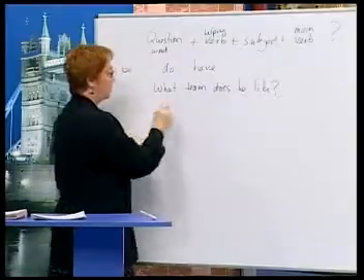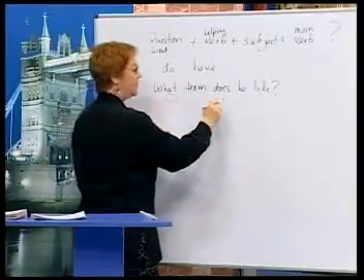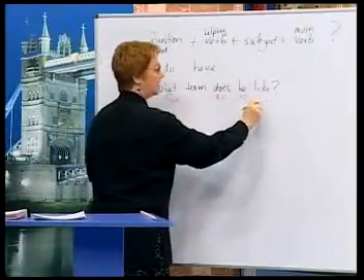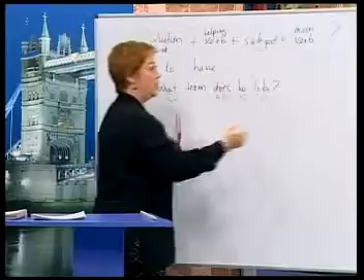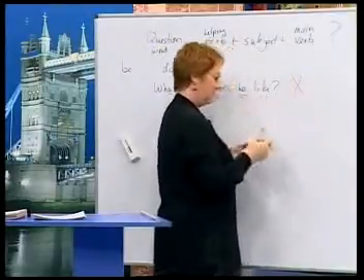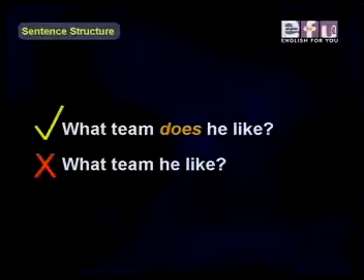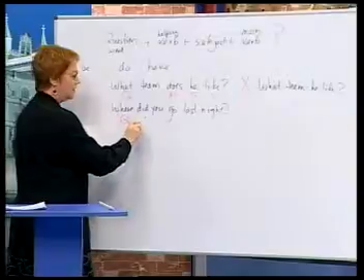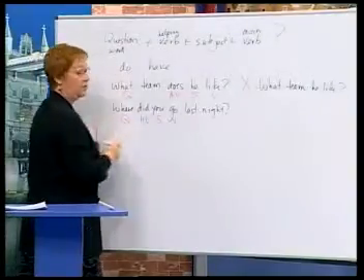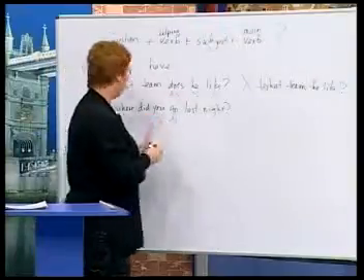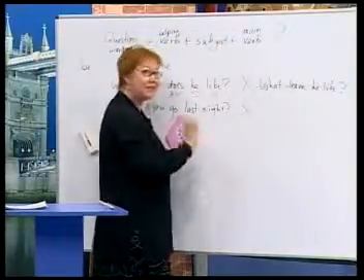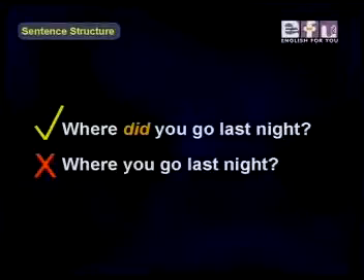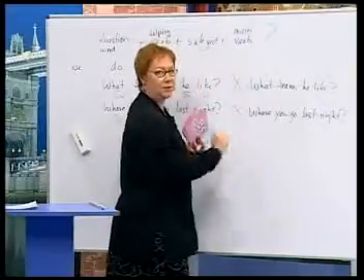Okay? Now look at, you've got the question word, the helping verb, let's say HV, the subject, and the verb. Okay? Now, the wrong one, no, is what team he like? Where did you go last night? Now again, we've got the question word, the helping verb, the subject, and the main verb. Okay? Now, you cannot do it like this. No. This is an example of wrong. Where you go last night. No. You cannot do this.